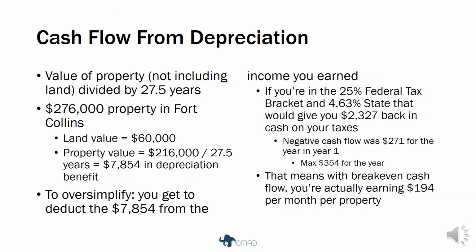And sometimes we talk about the Nomad with other properties, and in the previous Nomad book, the negative cash flow was much more significant. The depreciation benefit, $194 per month per house, more than covers the negative cash flow on almost all these properties. In fact, we could run the math and see.